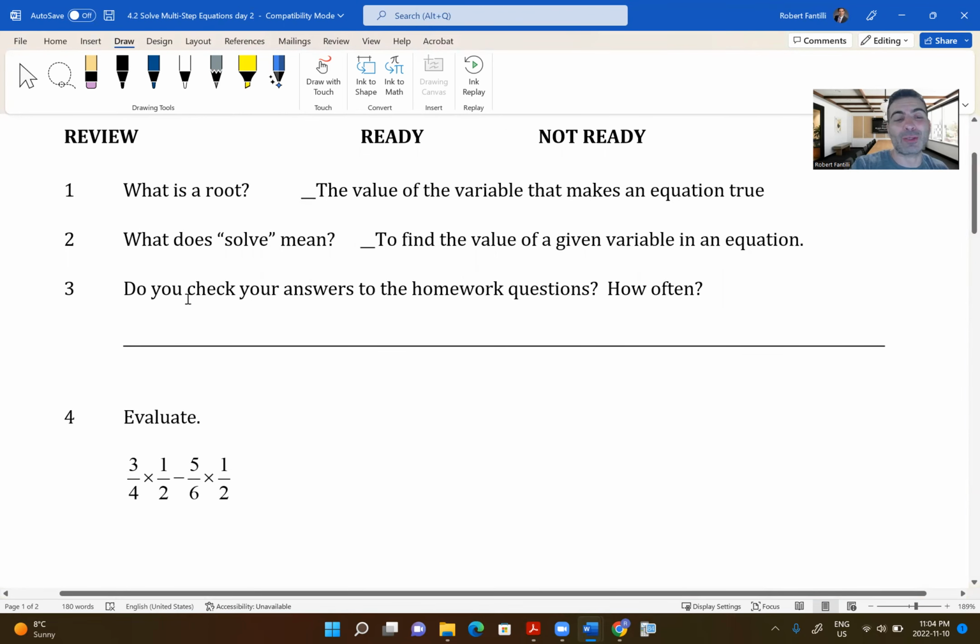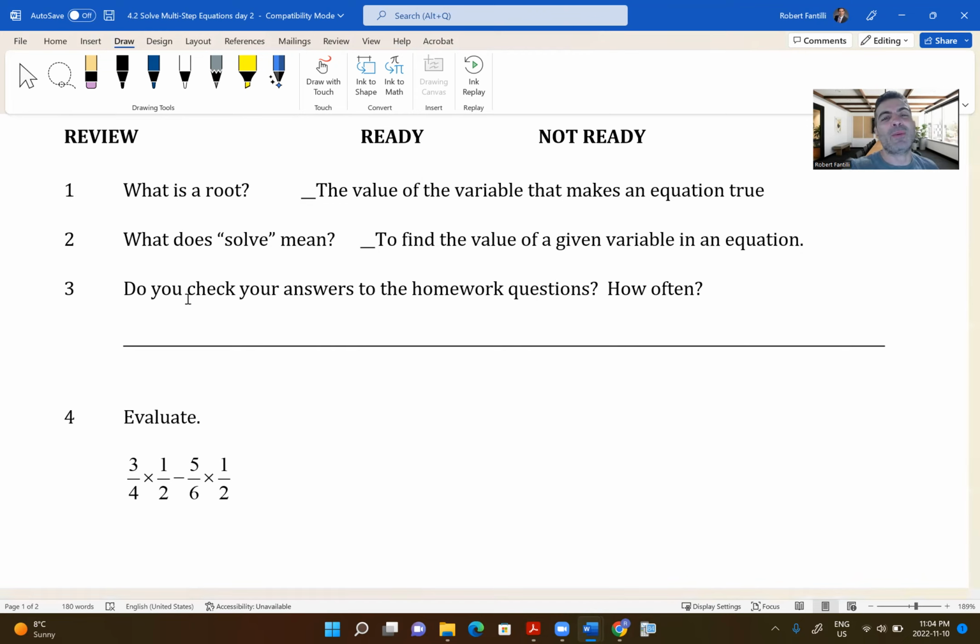This question number 3 is actually pretty important. Do you check your answers to the homework questions, and how often? I'm hoping you'll say that you check every time you do a few questions. You go to the back of the book, or you have a sticky note at the back of the book, and you check your answers.